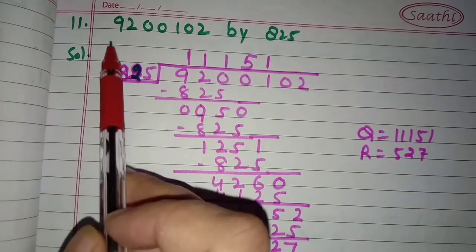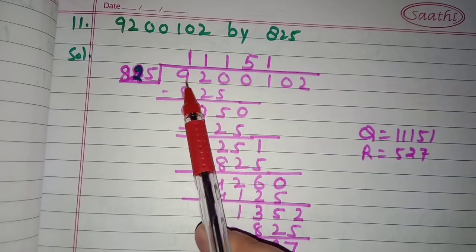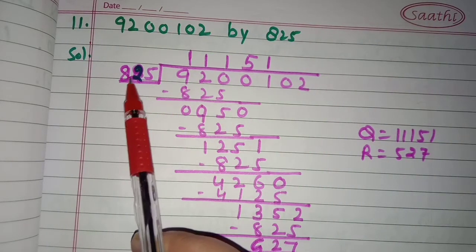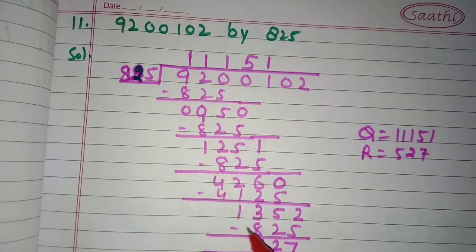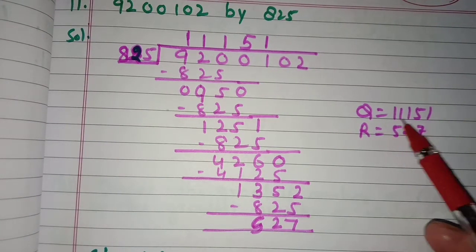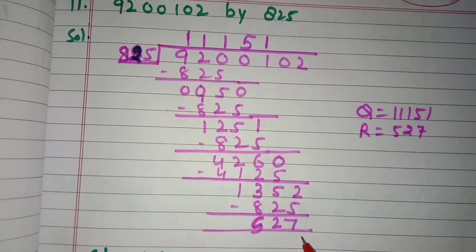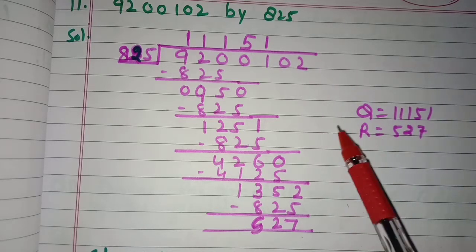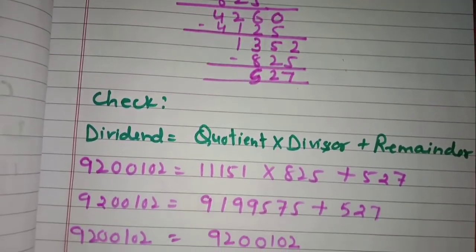Now next is 92,102 by 825. So 92,102 is the dividend and 825 is the divisor. First of all we will divide it, and what we will get as the answer? 11,151 will be the quotient and 527 will be the remainder. Now we need to put these values to check the answer, because you know how to divide.